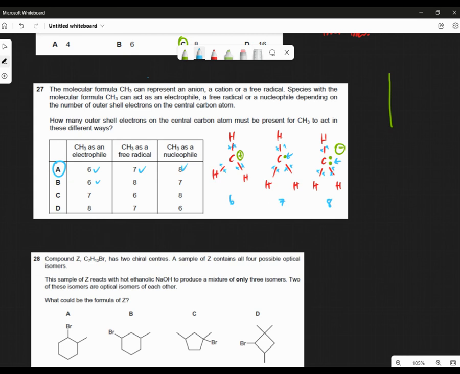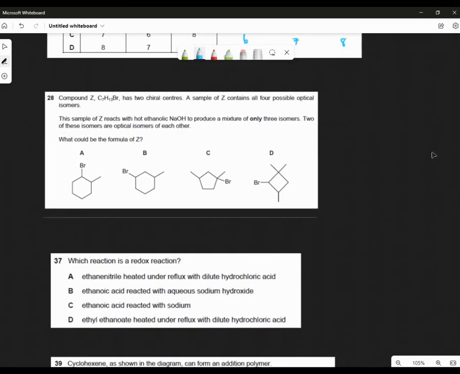All right. Next one, 27. This one's a horrible one, I must admit. Compound Z, C7H13Br, has two chiral centers. A sample of Z contains all 4 possible optical isomers. The sample of Z reacts with hot ethanolic sodium hydroxide to produce a mixture of only 3 isomers. 2 of these isomers are optical isomers of each other. What must the formula of Z be?